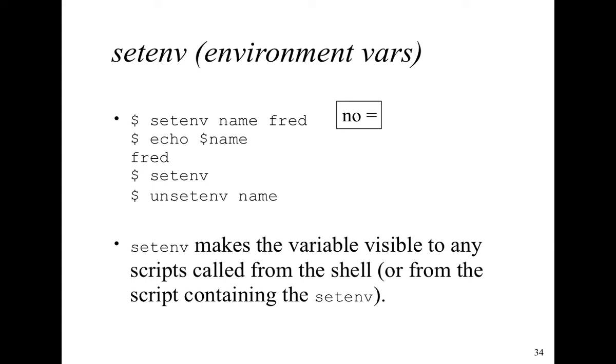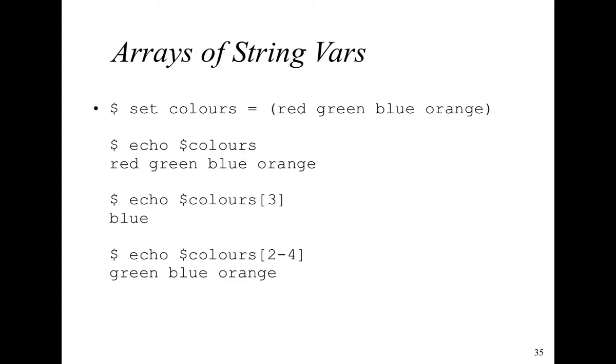Setenv makes the variable visible to any script called from this shell. So any script can use it. So you have global environment variables, or from the script containing the setenv. Long story short, if you want to make a global environment variable, set it in the environment. If it's in the environment, it's available to everybody. Any script that's running from that shell can use it. So if you want to do a local one, set a local one.